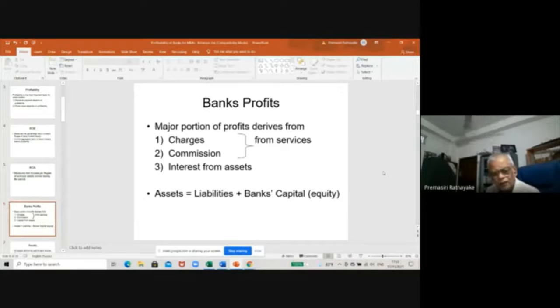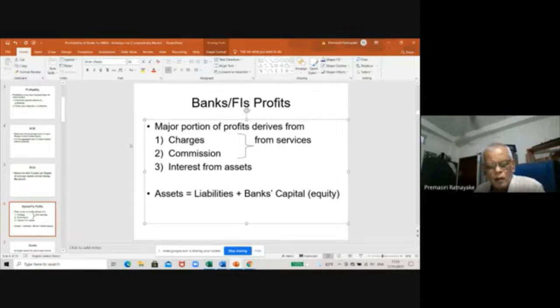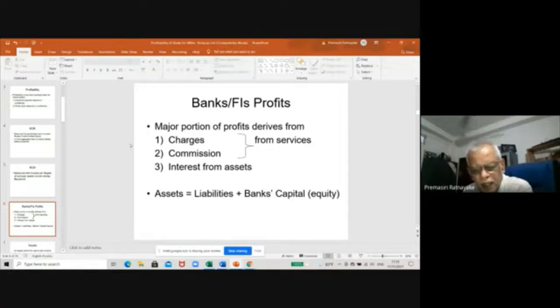Banks and finance companies' profits, or the income, are derived in major portion from charges and commissions from services and interest from assets. Assets are equal to liabilities plus the bank's capital or equity. Assets equal liabilities plus the bank's equity capital.